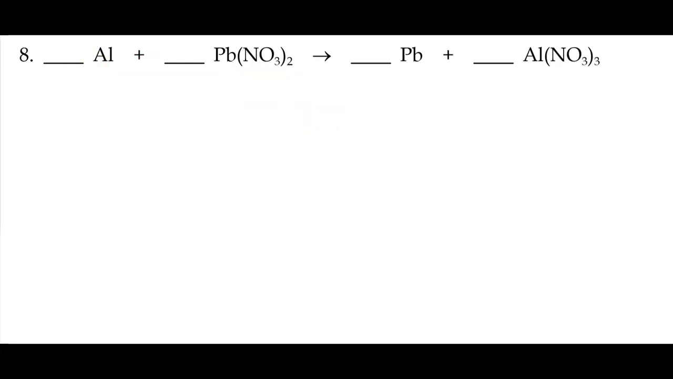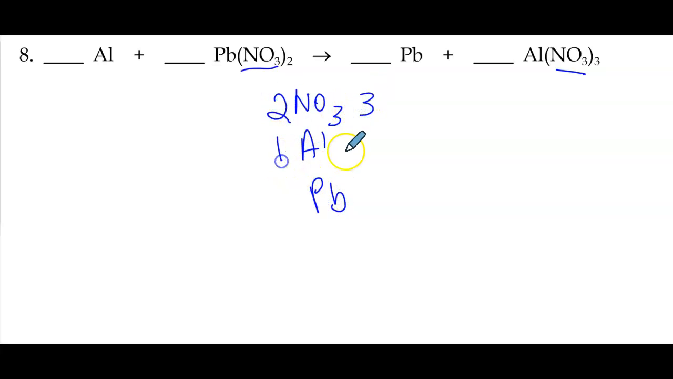All right. Here we go. We have a polyatomic that's the same on both sides. So we will treat the polyatomic as a unit. We have aluminum and we have lead. We have 2 nitrates and 3 nitrates, 1 aluminum, 1 aluminum, 1 lead, 1 lead.